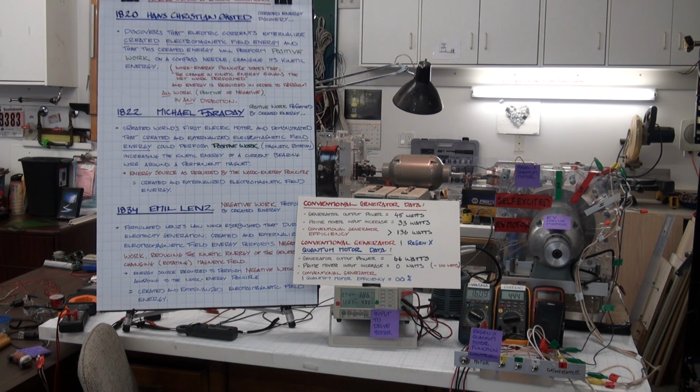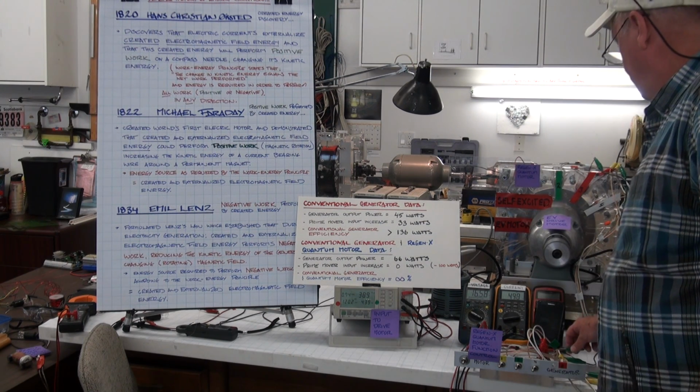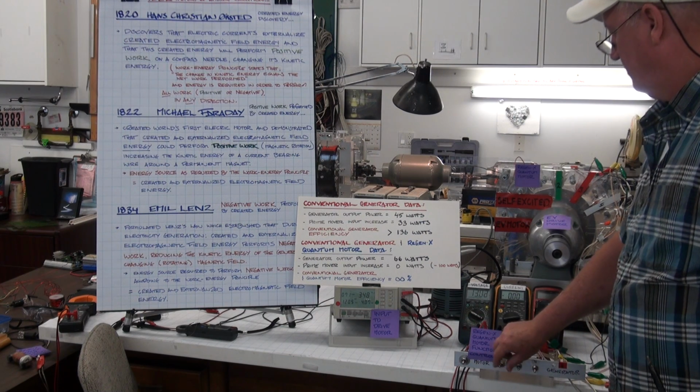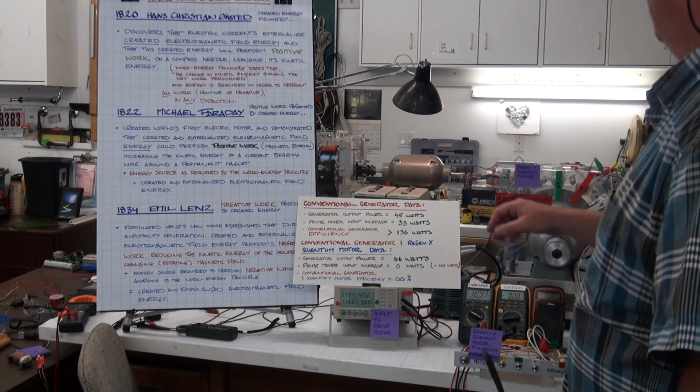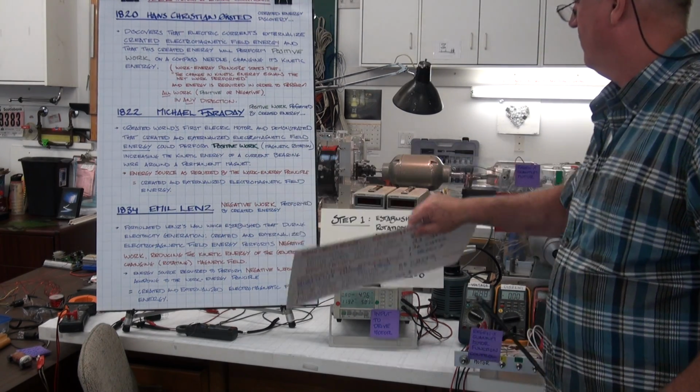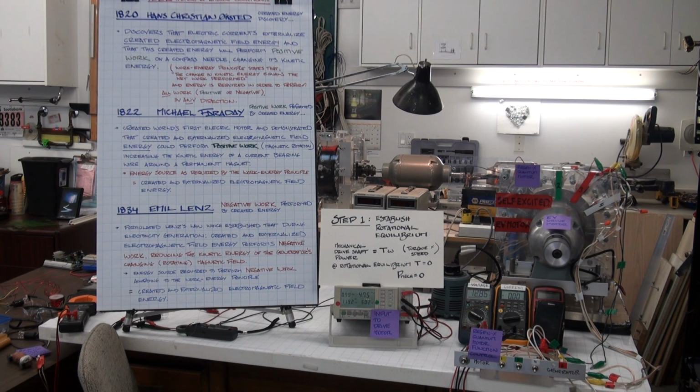Now we're delivering about 66 watts to the battery, and our prime mover input has gone down to 388 watts. At rotational equilibrium, the mechanical power in the drive shaft from the prime mover to the generator is 0 watts.